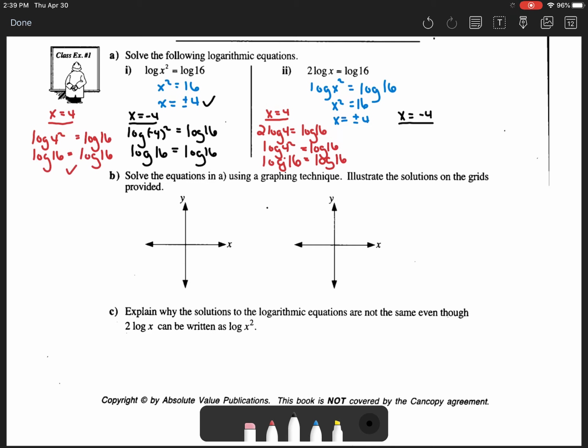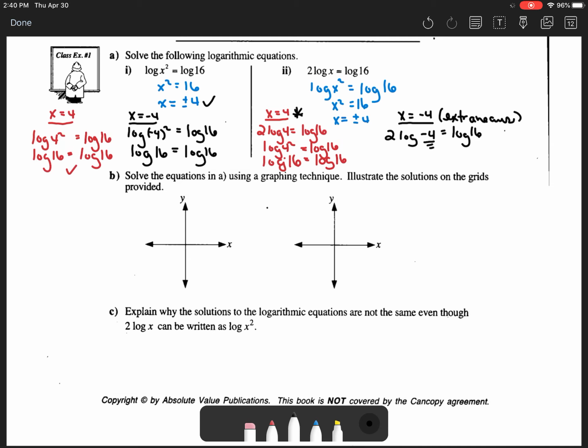X is equal to negative 4. When I substitute this into the original equation, it's now 2 log of negative 4. Okay, I cannot have a negative argument. So because when I substitute that value into the original equation and I have log of negative 4, I cannot use this solution. So we call this extraneous because it makes the argument negative. So in the second example, the only solution in this one is going to be x is equal to 4. That's it, okay? X equaling negative 4 does not work.